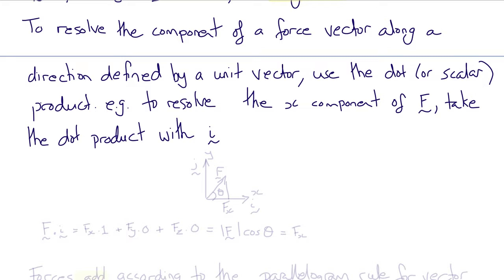So here's the unit vector i of the x direction, the unit vector j of the y direction, here's the vector F. We want to resolve this component Fx. If the angle between F and i is theta, then F dot i would be Fx times 1, which is the x component of i, plus Fy times 0, which is the y component of i, plus Fz times 0, which is the z component of i. That would be the magnitude of F times the cosine of theta, which is Fx.